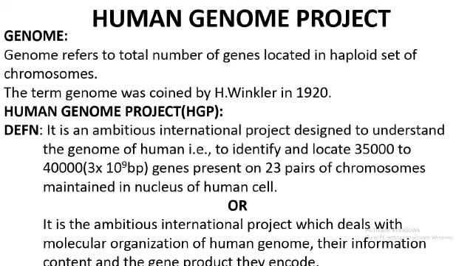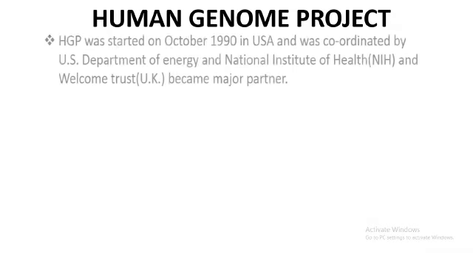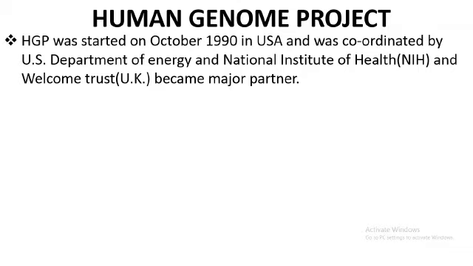Now let us come to the next part of the topic, that is Human Genome Project history, when it was started and when it was completed. HGP was started in October 1990 in USA and was coordinated by US Department of Energy and National Institute of Health, NIH, and also another country, that is UK. Wellcome Trust from UK became a major partner.